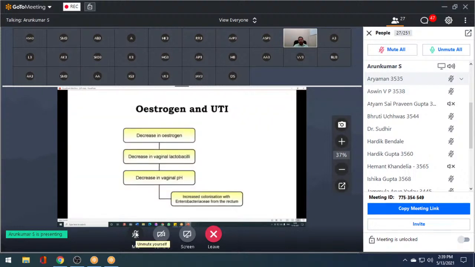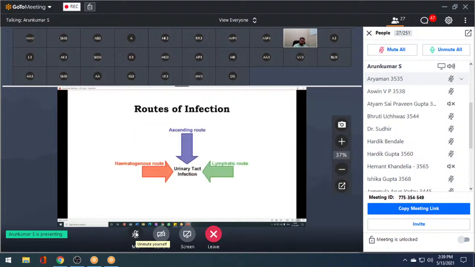With regard to females, how does estrogen have an impact? Whenever there's a reduction in estrogen, which happens in the postmenopausal scenario, or when the ovaries have been removed in case of oophorectomies, there's a reduction in the vaginal lactobacilli. This in turn raises the vaginal pH, and because the acidic pH is a protective component, when this is lost, there will be colonization from the rectum very commonly, thereby increasing the preponderance of urinary tract infections.